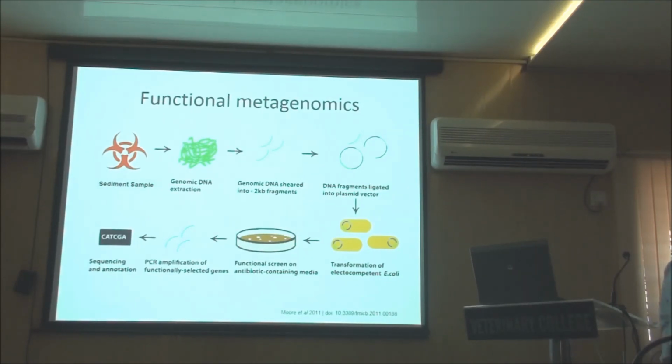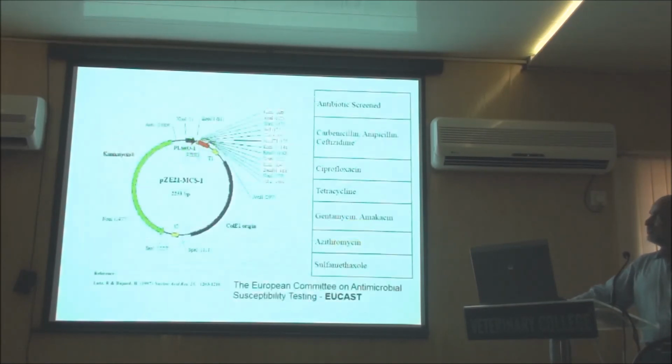And since we are looking for antibiotic resistance genes, the clones were straight away plated on antibiotic-containing media, with the idea that only those clones which have antibiotic resistance genes would be expressed, and then we PCR amplified and sequenced the antibiotic resistance genes to find out what kind of novel genes are present. So this is a vector which was used for the cloning, and the antibiotics that were used are carbenicillin, ampicillin, ciprofloxacin, tetracycline, gentamicin, amikacin, azithromycin, and sulfamethoxazole.